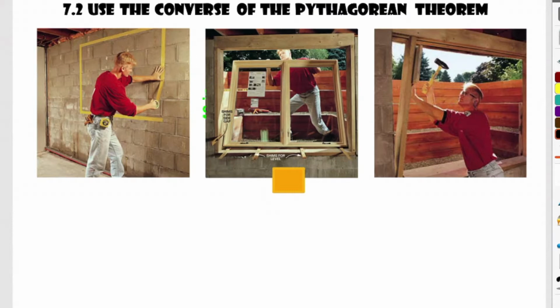This guy's installing an egress window in the basement, and he first carefully tapes out his rectangle, and then he has to make sure before he puts the window in that that's a nice right-angled rectangle. So the right angles are key. That's how the Pythagorean theorem can help.